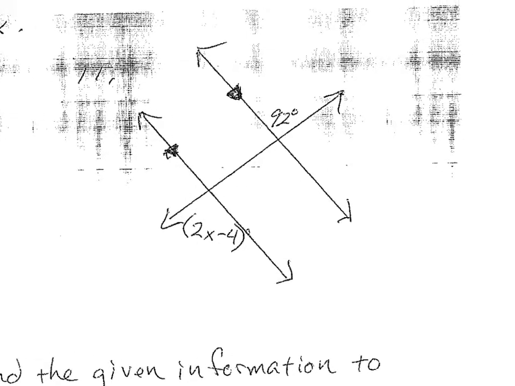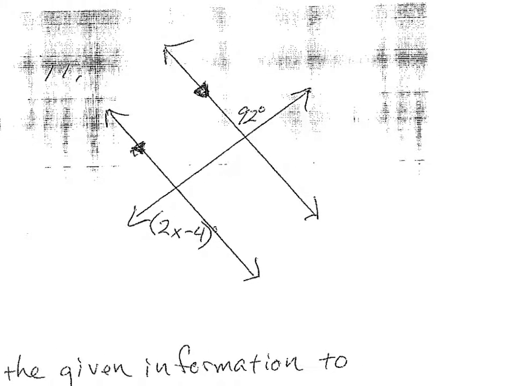Over to number 11. These are alternate exterior angles, which means they're equal to each other. Okay? So you're just going to take 2x minus 4 equals 92. Set up your equation and solve.